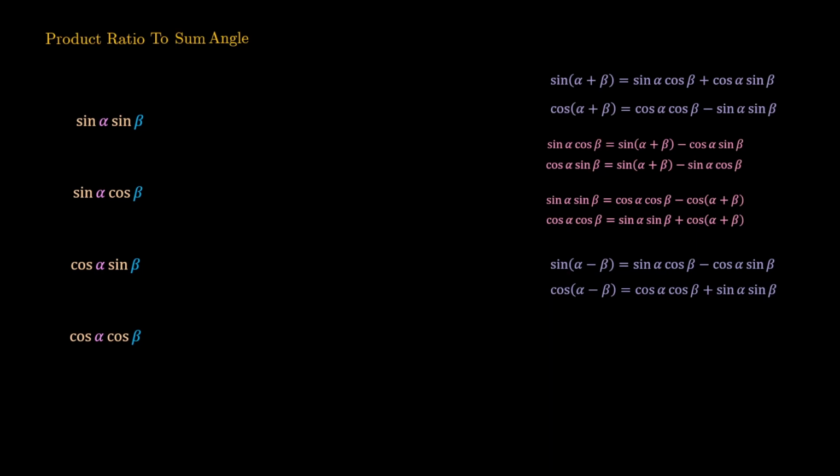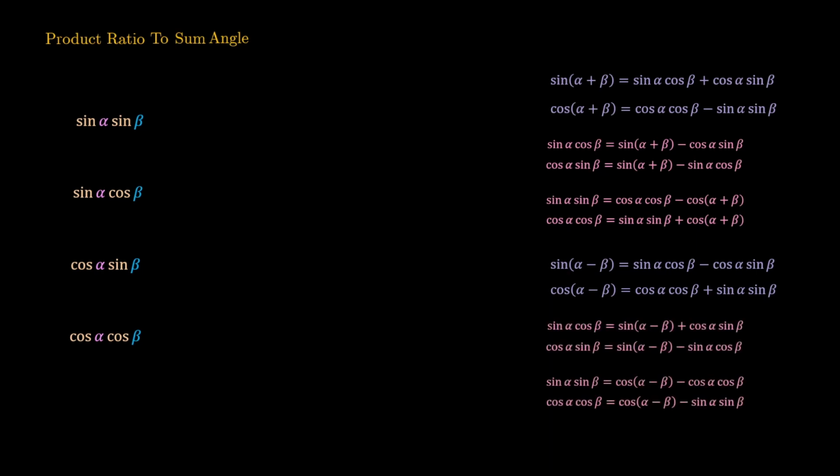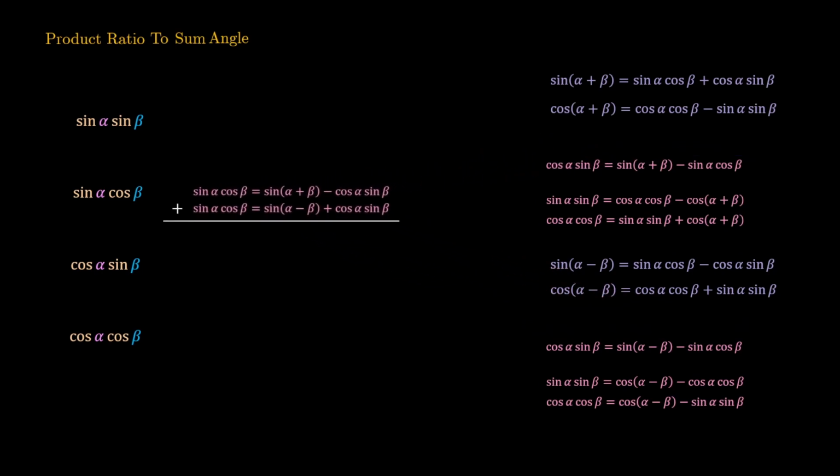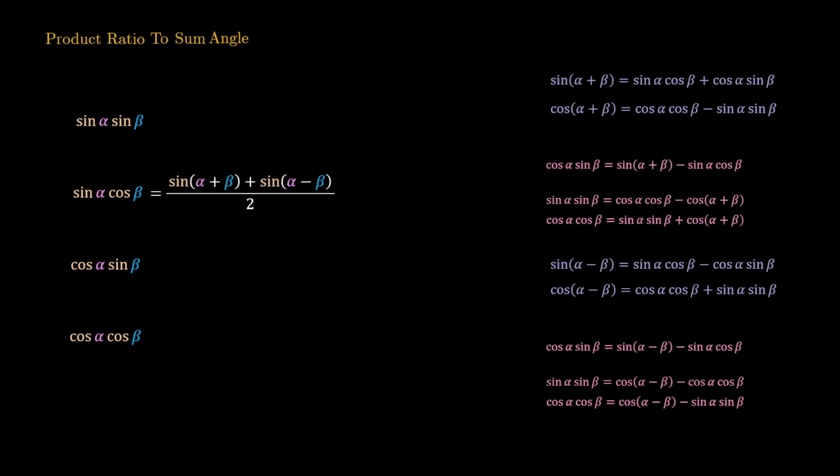We can isolate for our 4 products. And now what we do is we match the first equation from our first 4 to the first of our last 4. And in doing so, we can see that if we add these 2 equations together, the cosine alpha and sine beta cancel. So now we have it solely in terms of the sum angle, which is what we wanted. And dividing by 2, we arrive at our identity for sine alpha times cosine beta.